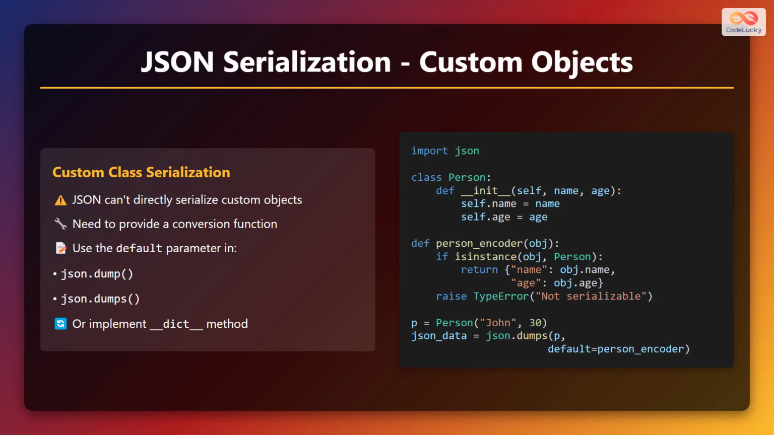In this example, we define a Person class with a name and age. We define a function called person_encoder that converts a Person object into a dictionary. We then use json.dumps to serialize a Person object into JSON format, using the person_encoder function to handle the conversion.